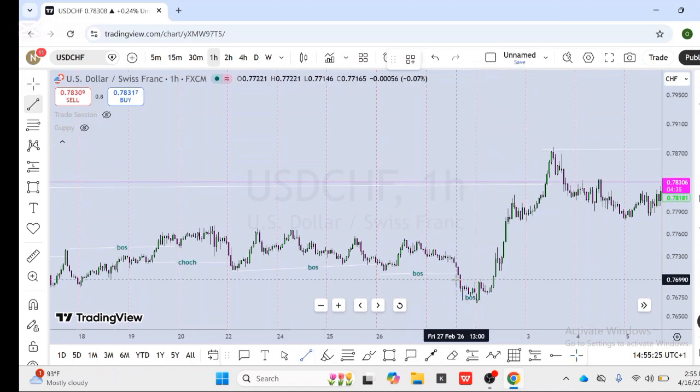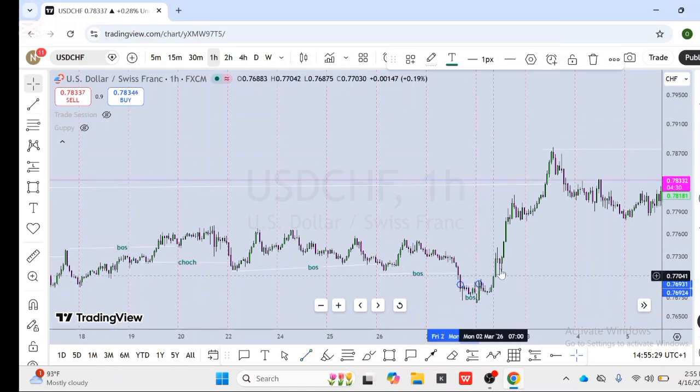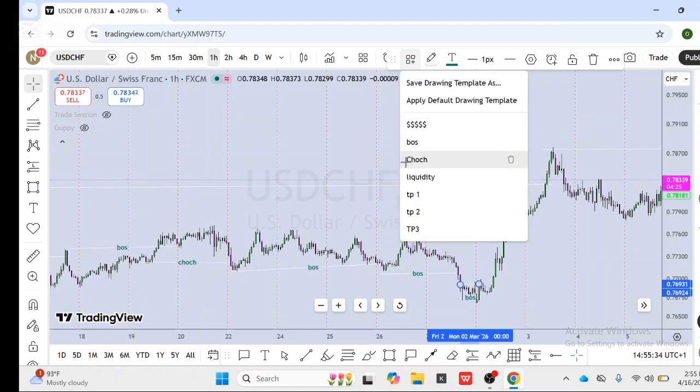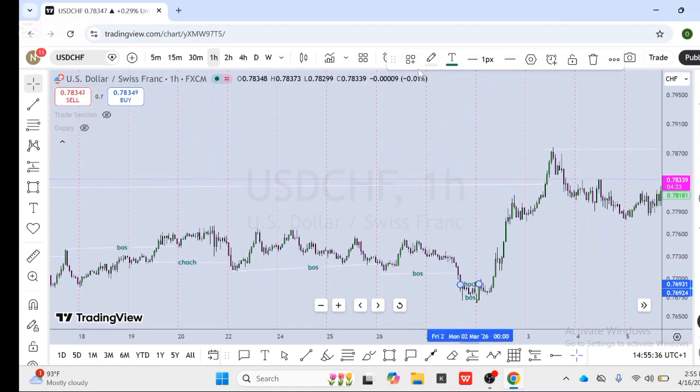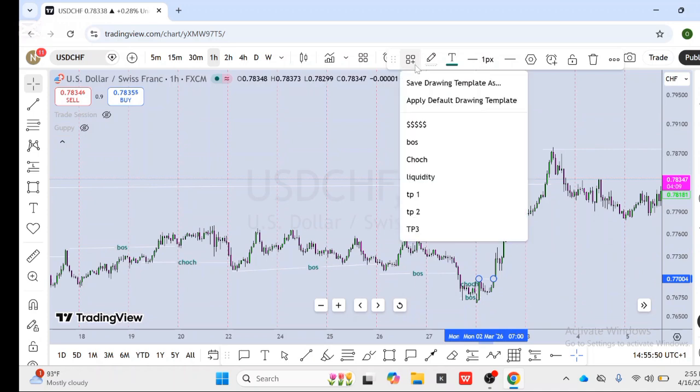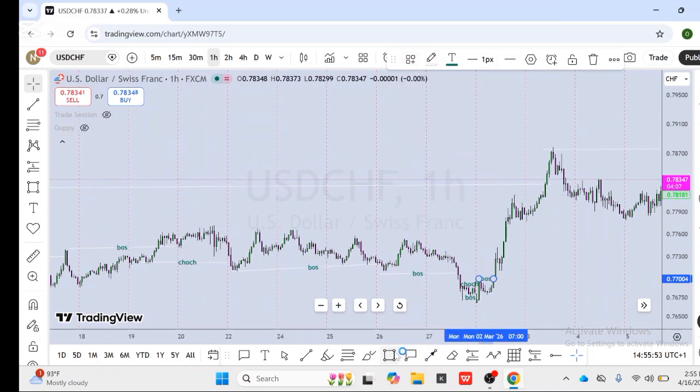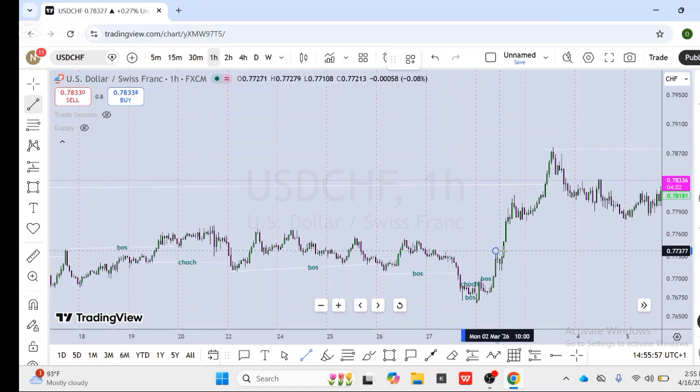It's a story. Now, price came and took out this high. This is this high. Price took it. That was a change of character. It was a change of character. And from there, we started seeing the structure to the upside. This is the break structure. The break structure. This is the break structure. Mark it out.